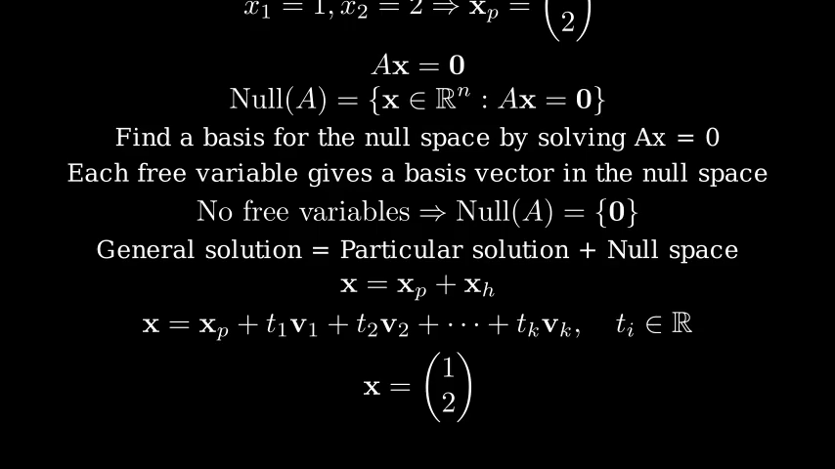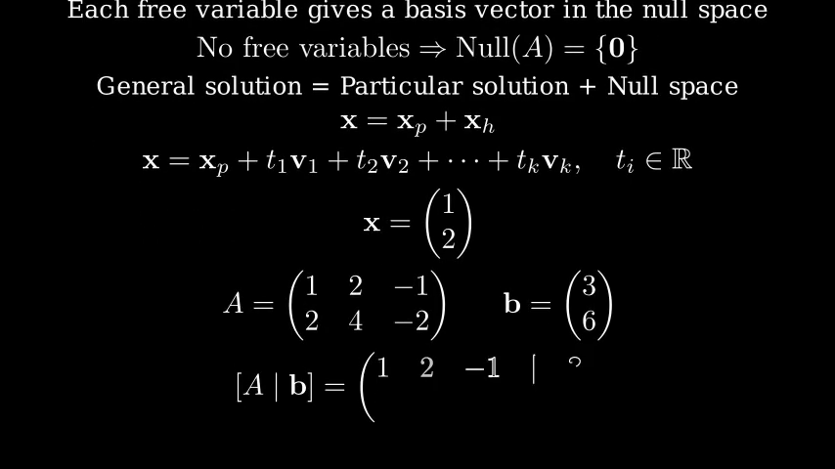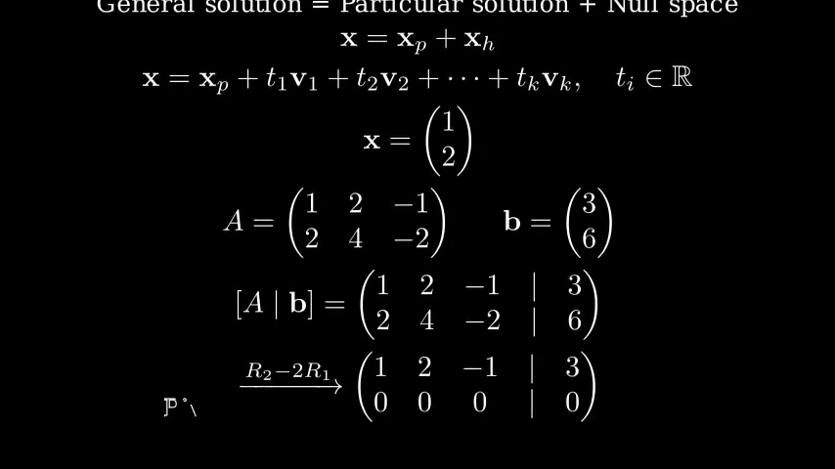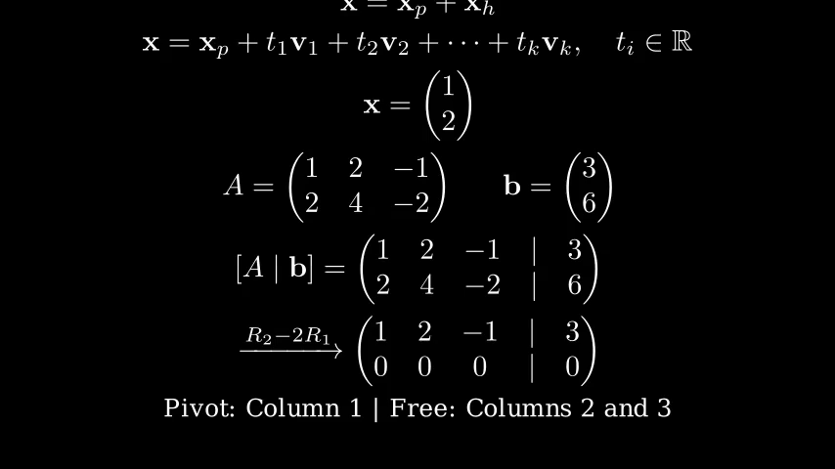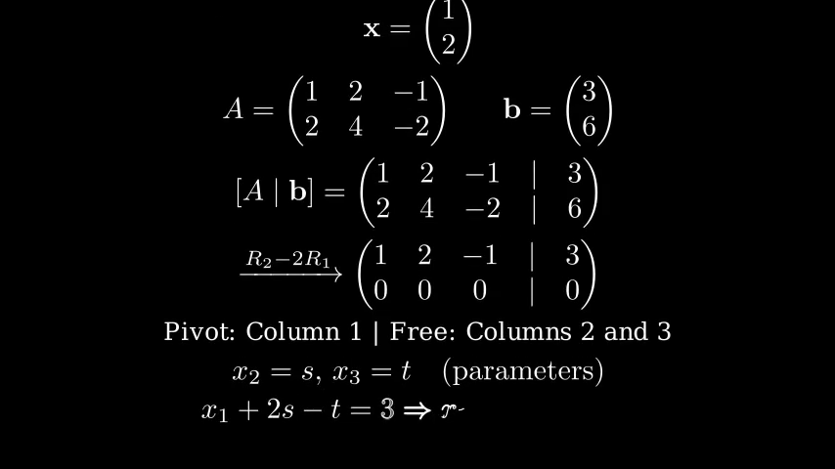Now let's look at an example with infinitely many solutions. Solve the matrix equation where A equals the matrix with rows 1, 2, -1 and 2, 4, -2, and B equals the vector with components 3 and 6. We start by forming the augmented matrix. After row reduction, we get the RREF. We have one pivot in column 1, and columns 2 and 3 contain free variables. Let's set x2 equals s and x3 equals t, where s and t are parameters. From row 1, we get x1 equals 3 minus 2s plus t.